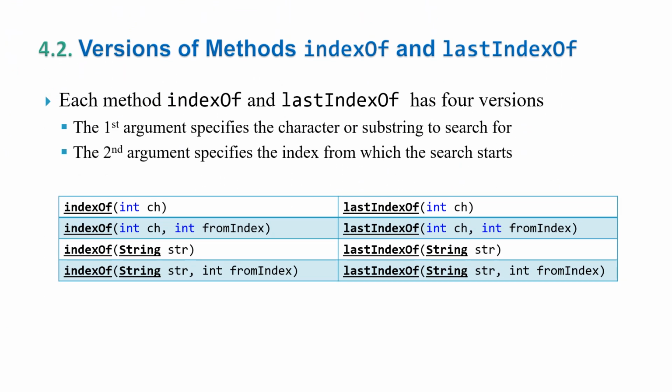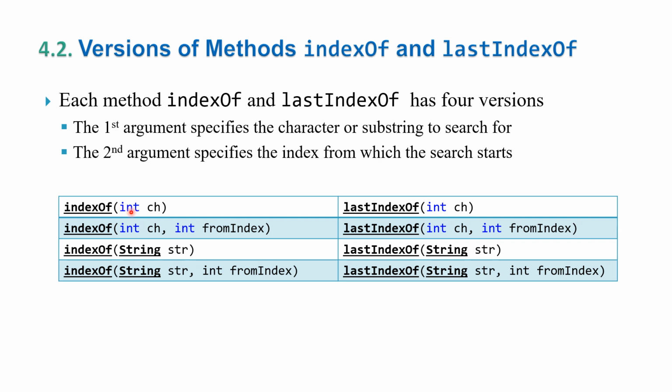Each method indexOf and lastIndexOf has 4 versions, with the signatures shown in the following table. It has 2 versions taking 1 argument and 2 versions taking 2 arguments. The first argument in any version specifies the character or substring to search for. Note that the argument specifying a character can be any integer that represents a Unicode, so it is of type int instead of type char.